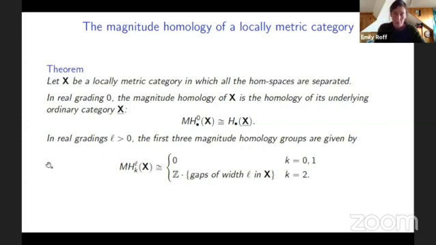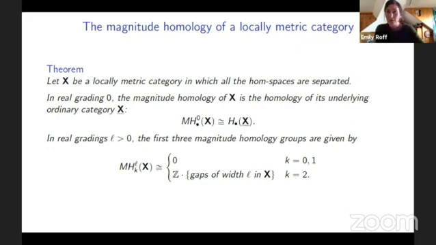But it turns out that iterated magnitude homology knows everything there is to know homologically about the ordinary categorical structure of X. And in positive gradings, the first two homology groups vanish, which reflects, I think, that in a locally metric category, all of the non-trivial metric action is happening in categorical dimensions 2 and above. And indeed, MH2 is starting to pick up information about the metric structure. It's freely generated by the gaps of width L in X.